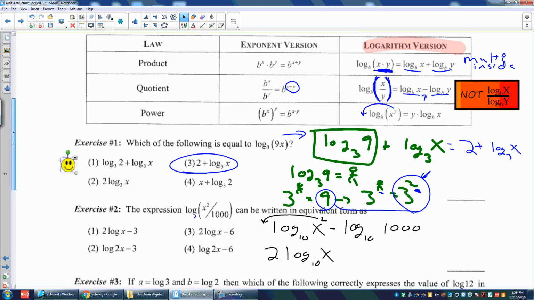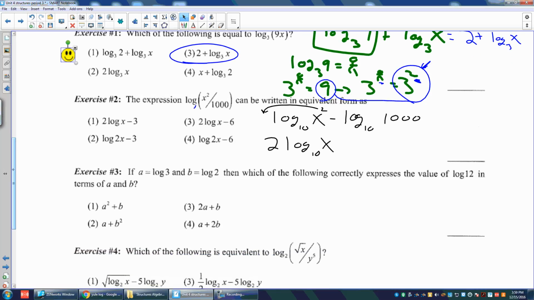If you don't know these rules, put them on your index card for your reference table when you're taking your next test.